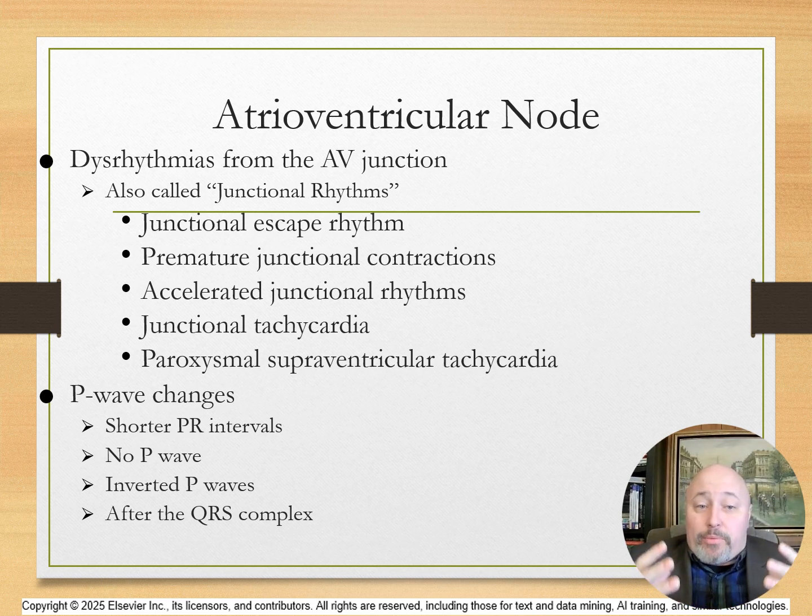When the impulse is conducted both forward and backward, P waves may be present after the QRS complex. In this type of conduction, the impulse first moves into the ventricles, depolarizing them and creating the QRS complex. But because that impulse is also being conducted backwards, some atrial depolarization occurs and a late P wave is noted after the QRS.